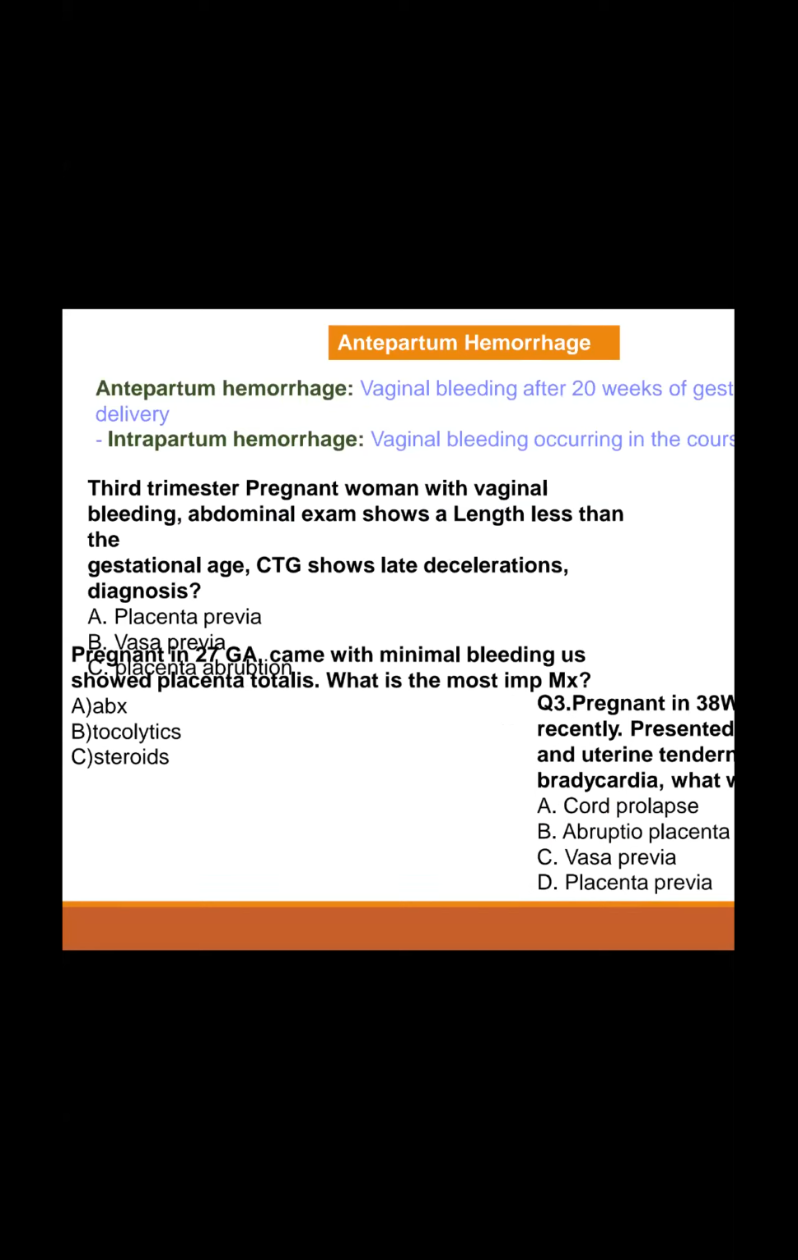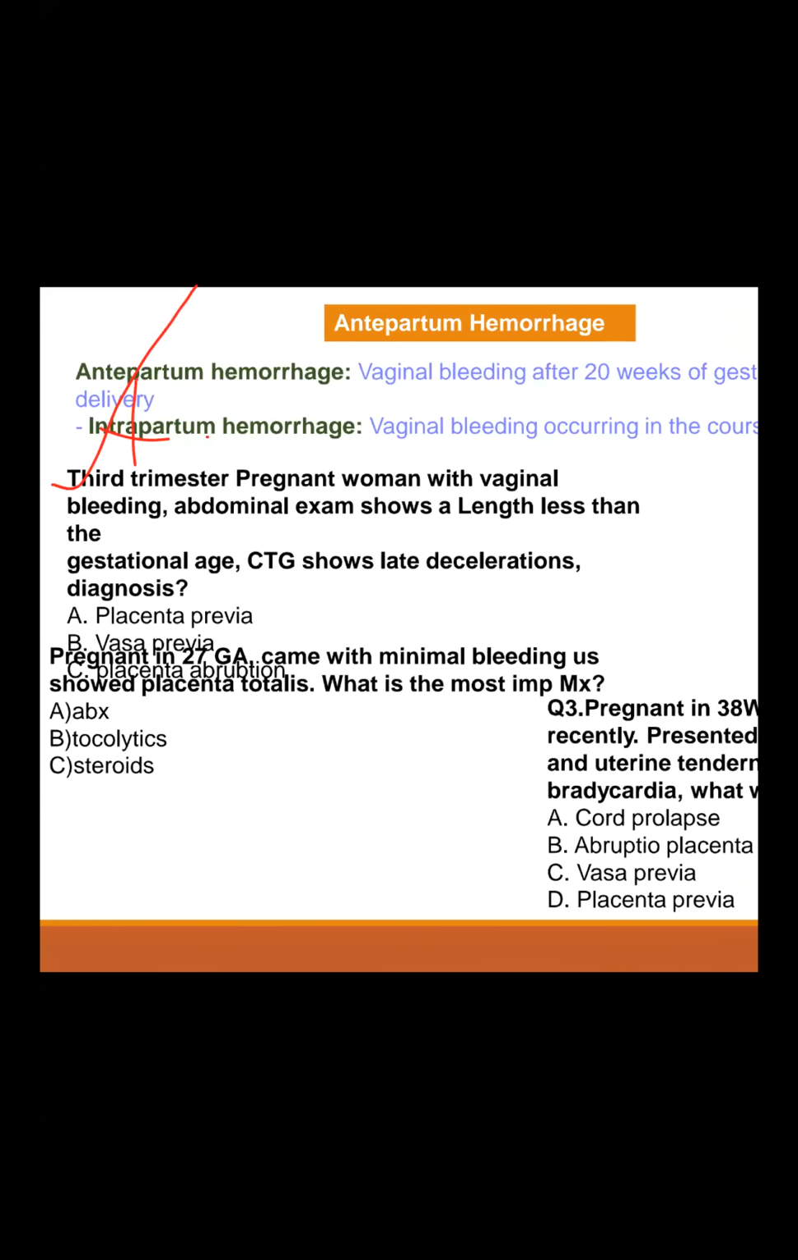Okay, which question, ma'am? The first question, there's no pain. You have to discuss where and what is the point for your answer. This one, the third trimester pregnant woman. The options are placenta previa, vasa previa, and abruptio.